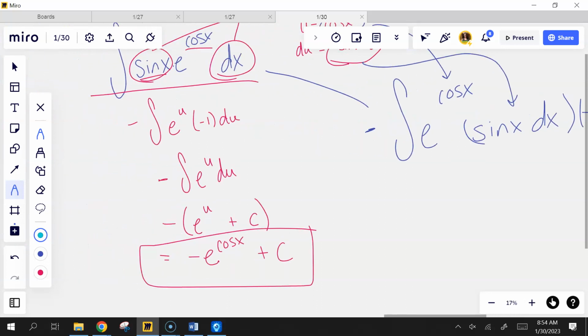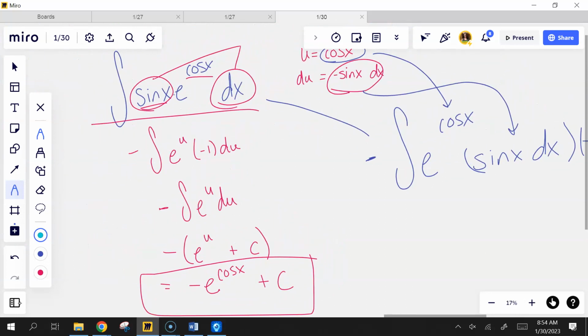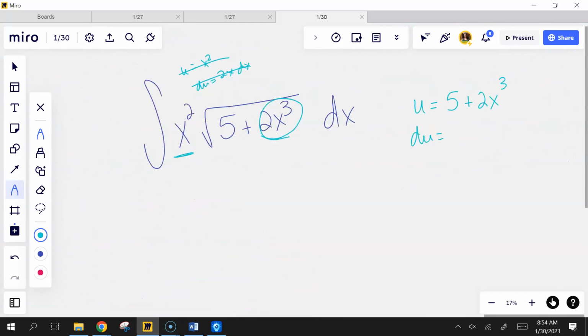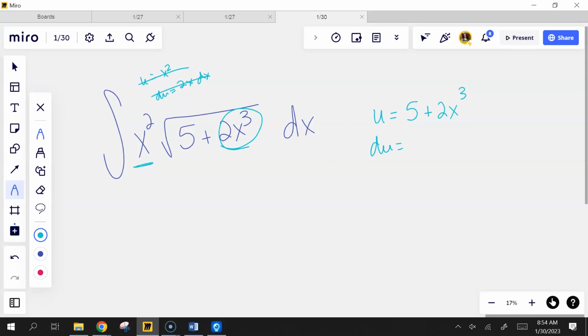Well, but over here u's not e to the cosine x. It's just the cosine x that's up top. You see what I'm saying? So it kind of depends. Sometimes it won't be a whole half of it or a whole piece of it. All right. So what's du here?